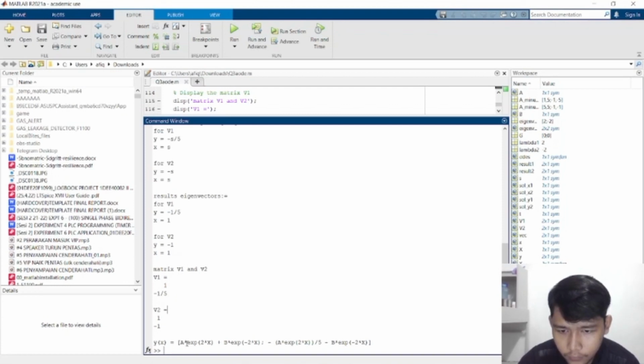So last is the y-x equation. a multiplied by exponent 2 power of x multiplied by x plus b multiplied by exponent negative 2 power of x. This is the power of exponent. So minus a multiplied by exponent power of 2x divided by 5, and minus b multiplied by exponent the power of negative 2 multiplied by x.